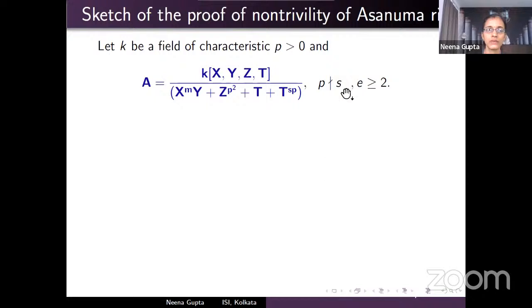Now I give a sketch of the proof of why this ring A is not a polynomial ring where m is greater than or equal to 2. There is a proposition which I proved, that the Derksen invariant of this ring A is actually contained in the subring K[x_i,z,t]. That proves that A cannot be a polynomial ring, because if A is a polynomial ring, then the Derksen invariant must be the whole ring.